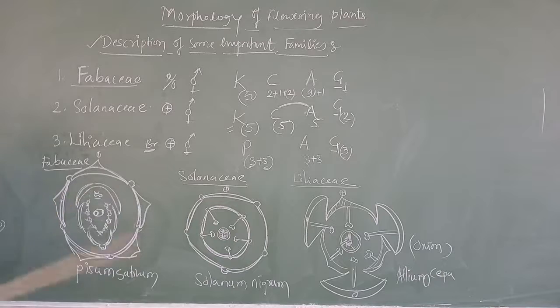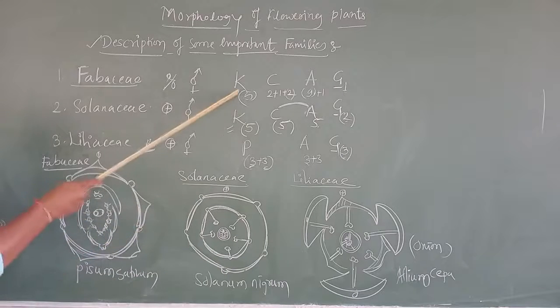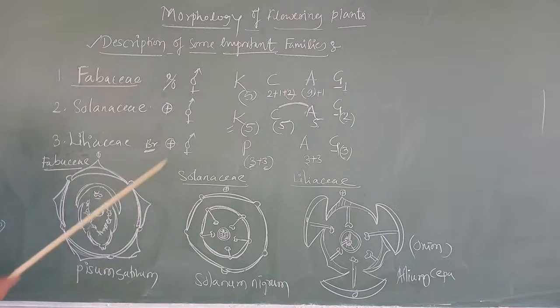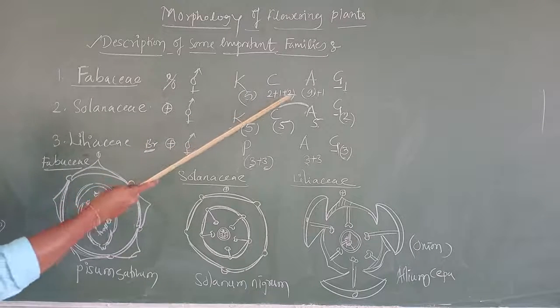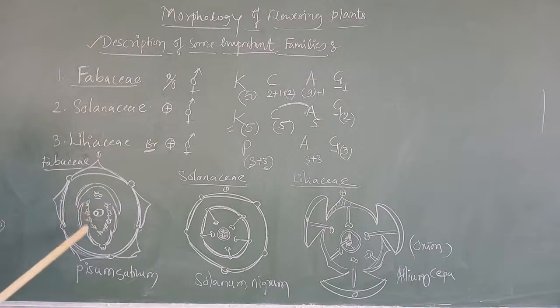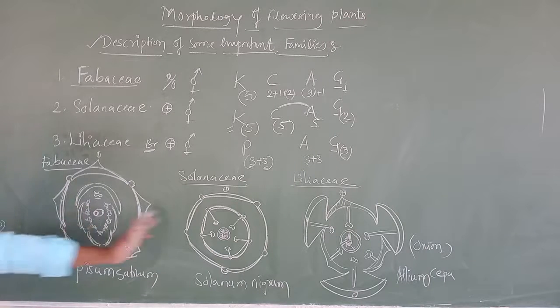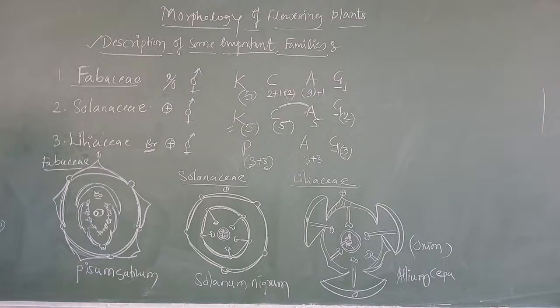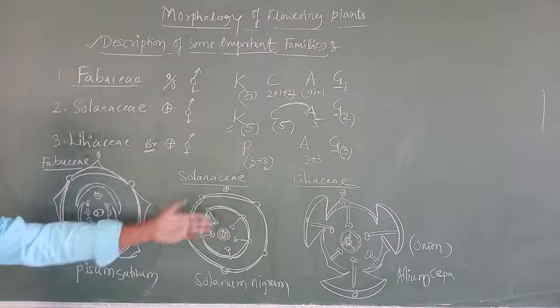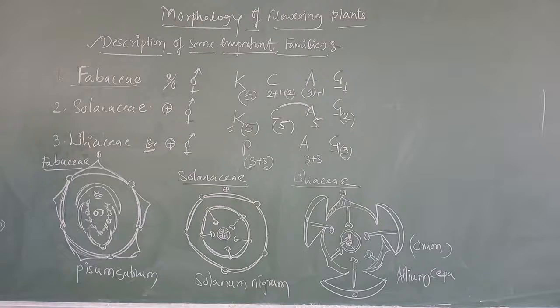Then I drew the diagrams for all. In the sense, calyx 5, 1, 2, 3, 4, 5, fused, corolla 5, and 2, 2, 2. This is one free, these 2 free, and this is fused. And these all are based upon your general characters. So if they are going to give you the general characters, you can easily draw the diagrams for this.